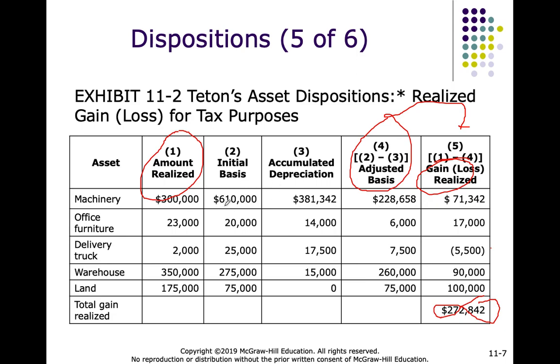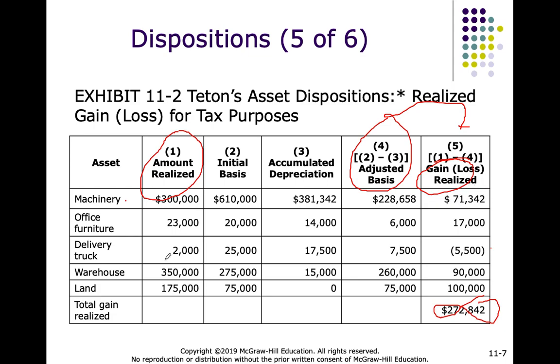And we have our basis, and we have accumulated depreciation, in other words, tax depreciation that we have deducted in previous years. So we have benefited from this depreciation. We calculate our adjusted basis, the initial basis less accumulated depreciation, and compare that to the amount realized. For item 1, the machinery, we realized $300,000. Our adjusted basis is less than that amount, and therefore we have realized a gain.